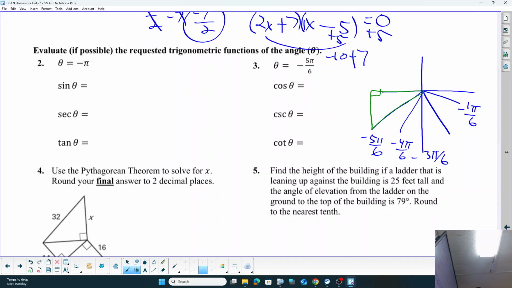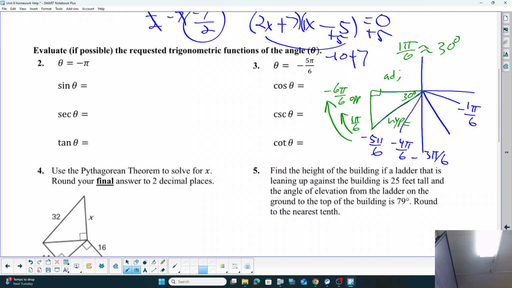What would the next thing be? The next thing would be -6 pi over 6. So what's the difference from there to there? The difference is 1 pi over 6, and 1 pi over 6 in degrees is 30 degrees. So this is a 30-60-90 right triangle. So this is opposite, adjacent, hypotenuse.